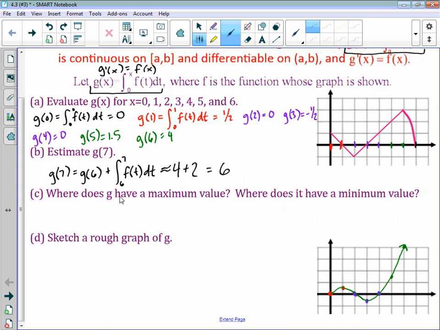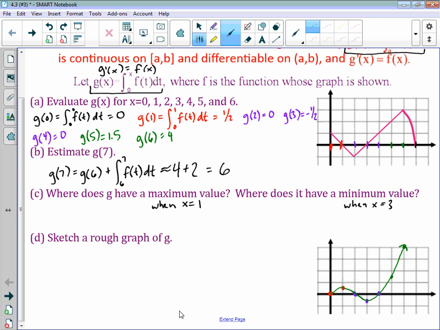Okay, and then where does g have a maximum value? Where does it have a minimum value? That's where sometimes it's nice to do the sketch first. Where does it have a maximum value? So it has a maximum value when x equals 1. And where does it have a minimum value? x equals 4. No. Did I do that wrong? 3. Yeah.